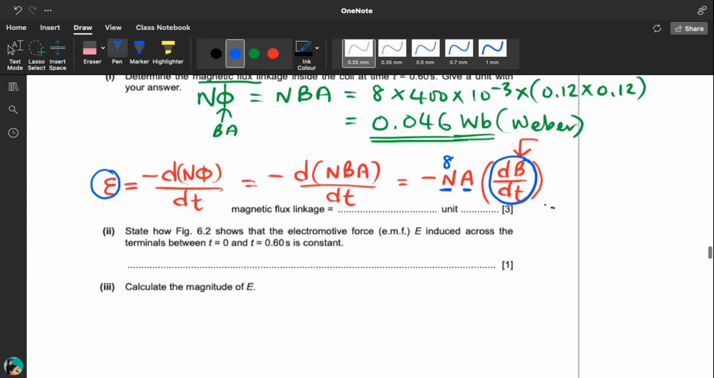So EMF is proportional to the gradient of that graph. How does it show EMF is constant? The gradient is constant. So the line is a straight line.